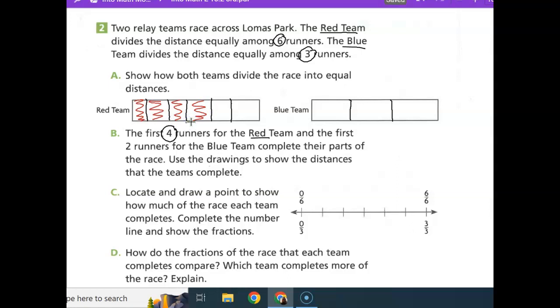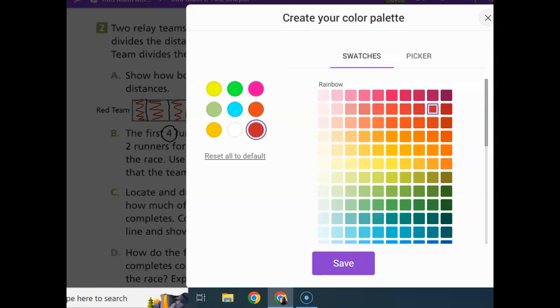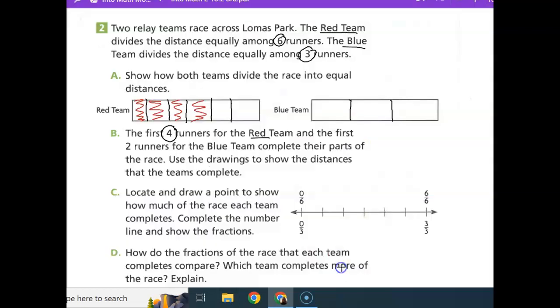And then it said the first 2 runners of the blue team. So 2 runners, blue team. So we're going to shade in 2 because each of these boxes stood for a runner. Now, use the drawings to show the distance that the teams completed. What do you notice about those 2 things?